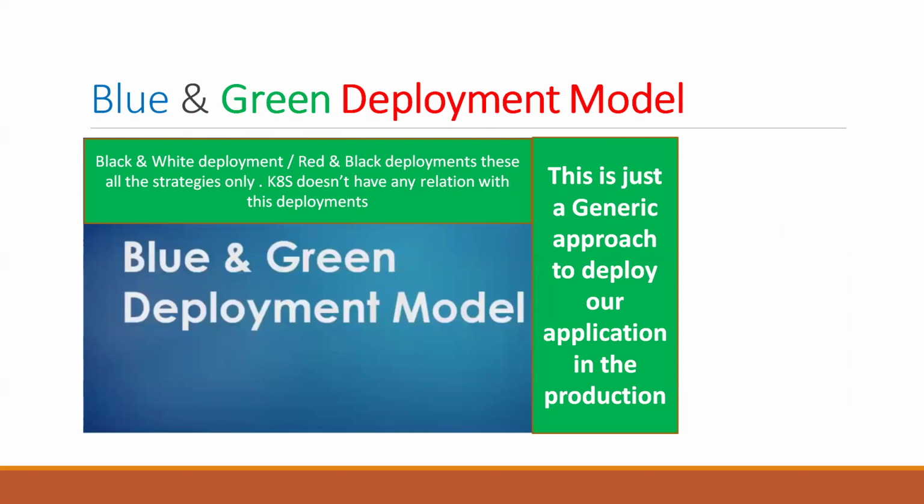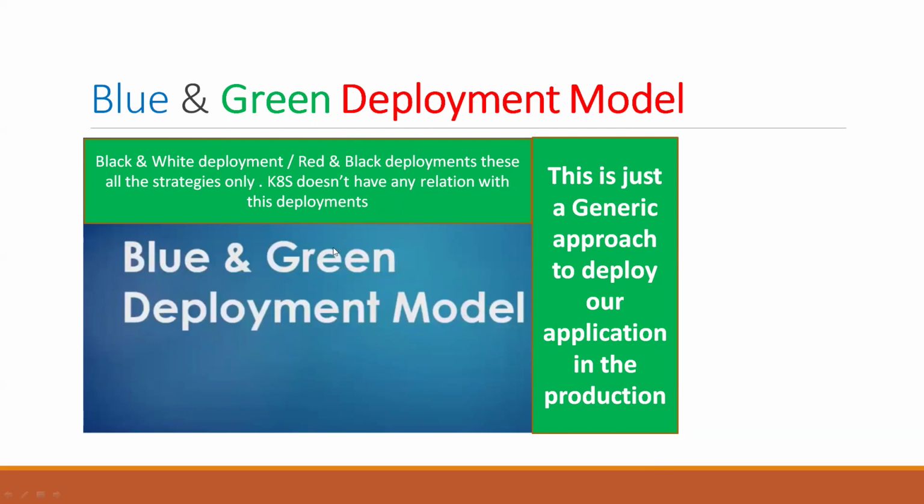So what is that, guys? The blue and green deployment model. Most DevOps teams are using the blue and green deployment model. What is the blue and green deployment model? Black and white deployment, red and black deployments, these are all strategies only. Kubernetes does not have any relation with this deployment. It's a model, not a strategy. Kubernetes does not have any relation with these deployments.